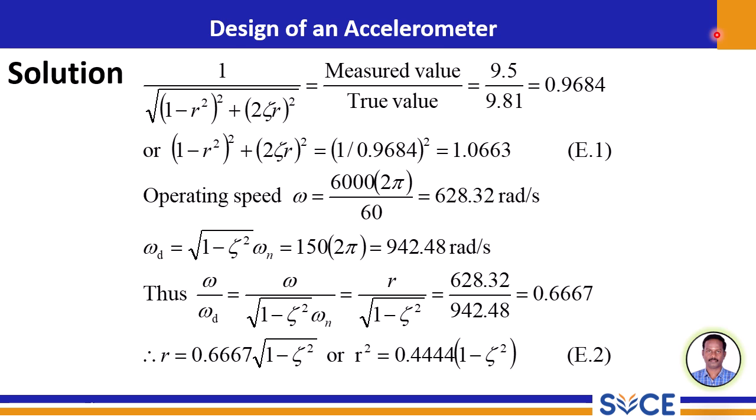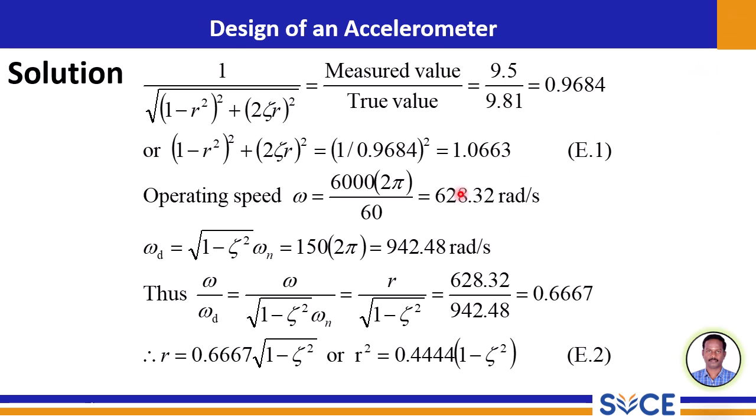Next, the operating speed of the engine is given as 6000 rpm. Let me convert this into radians per second by multiplying 6000 into 2 pi by 60. We get the operating speed as 628.32 radians per second.